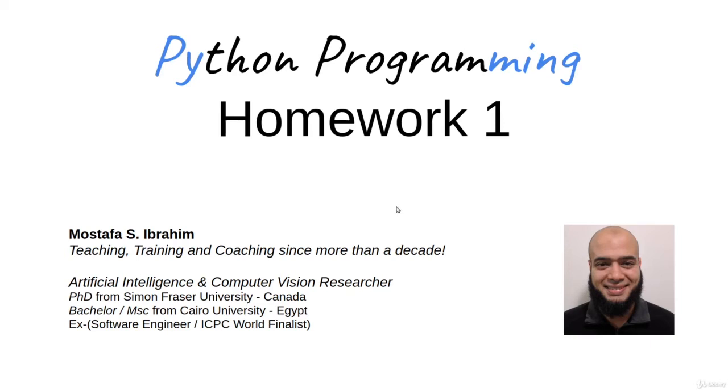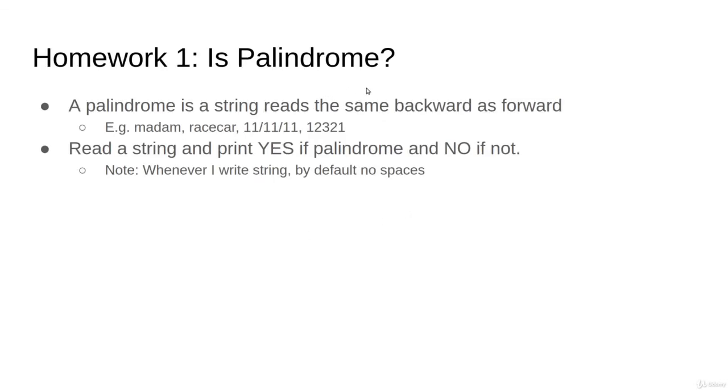Homework set number 1. The first homework is palindrome, which will be a trivial assignment. A palindrome is a string that we can read from backward and forward in the same way. For example, the word madam. If you read it from left to right or right to left, it will be madam.